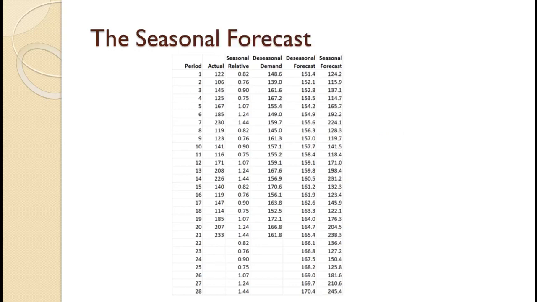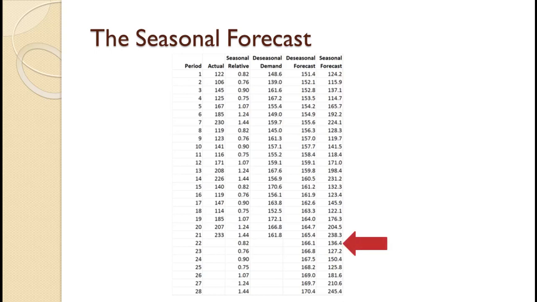The deseasonalized forecast on the prior slide was produced by simple regression, so it is a straight line. We now need to add the seasonality to the forecast. We deseasonalize by dividing by the seasonal index. To seasonalize, we do the reverse and multiply. On the slide, the entire forecast is seasonalized. For this tutorial, we will only review periods 22 through 28. Notice that the appropriate seasonal index has been included on each row of the forecast.